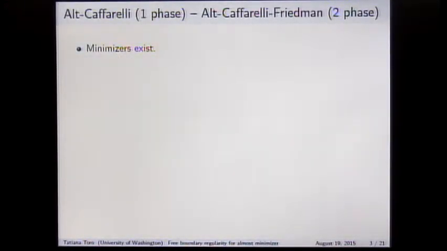Initially, the one phase by Alt and Caffarelli in the early 80s, and Alt-Caffarelli and Friedman a little bit later in the 80s for the two-phase problem. Okay, here is what they prove. I know lots of you know what they prove, but some of you might not. And in any case, I'm reminding everybody, just in case. So they prove that minimizers exist.